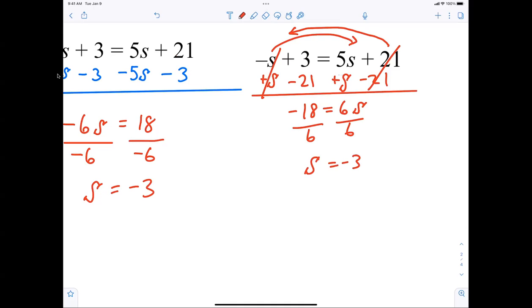All right. So you just have to be careful. They got to go on opposite sides of each other. They got to go on opposite sides.